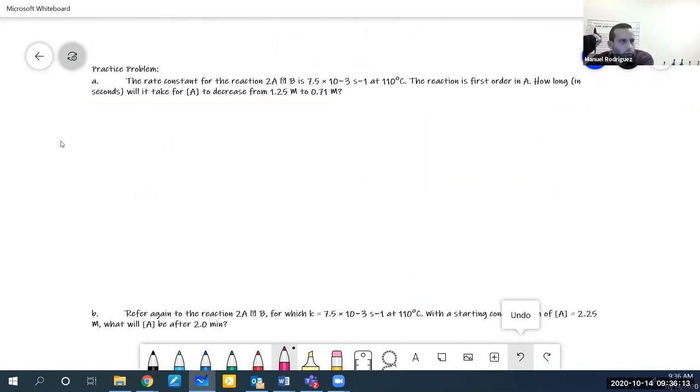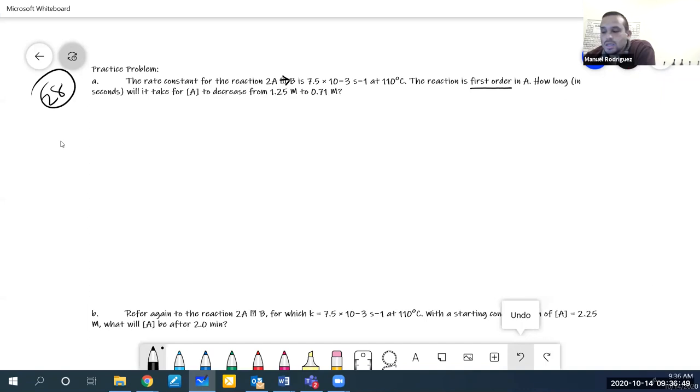This is practice problem 28. It has part A and part B. So they say the rate constant for the reaction, and that question mark should be an arrow, A going to B, is 7.5 times 10 to the negative 3 seconds to the minus 1. The reaction is first order. So they tell you what the rate order is. So you know that you have to use the first order equations.